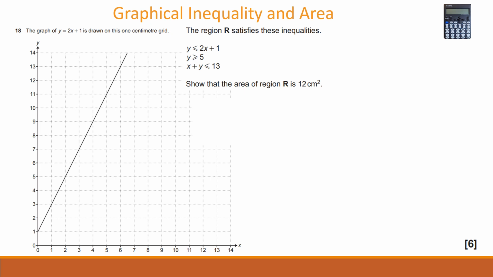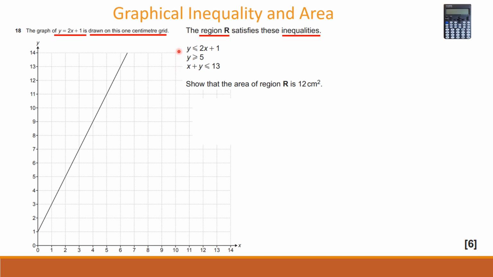This is a question on graphical inequality and area. The key words in the question are we've got the graph of y equals 2x plus 1, and you're told that this graph is drawn on the grid. So you can see the line here of 2x plus 1 is drawn for us. And we've got to work out the region R, which satisfies the inequalities. And these are the three inequalities.